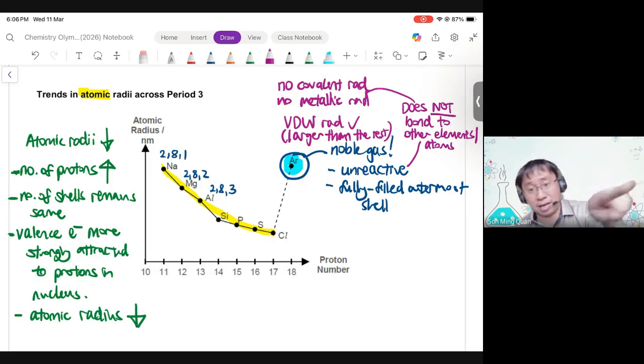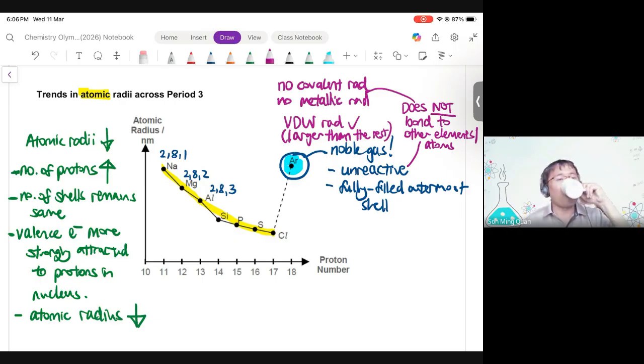So for the other elements there, they either use the metallic radius for the metals or the covalent radius for the non-metals. Okay? But for argon, you can't use metallic because it's not metal. You can't use covalent radius because it doesn't bond. So the only radius you can use is van der Waals. And we just said van der Waals radius will be larger than the other two. That's why argon is an exception.